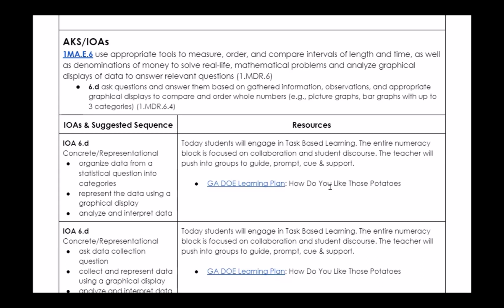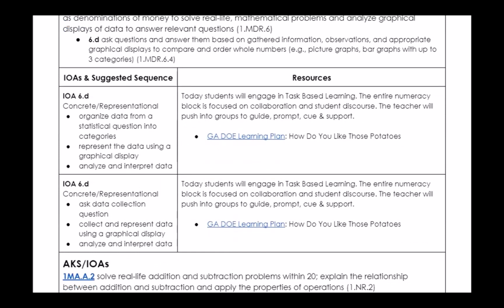Students will engage in a task-based learning lesson that has been paced over the course of 2 days. You can see the bullets on each day outline how students will organize the data from a statistical question, represent the data using a graphical display, and interpret the data. On the second day of instruction, students will ask a data collection question, collect, represent, analyze, and interpret data.